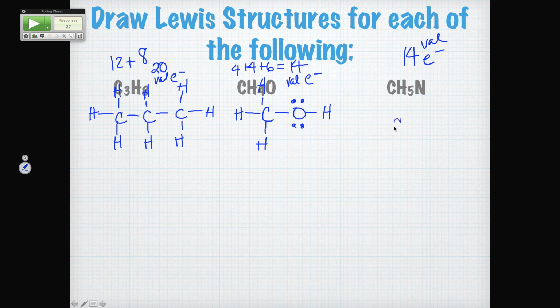How do you think you want to do this one? This is easy. Carbon and nitrogen. Carbon to nitrogen, and we're going to put our hydrogens in. This guy gets 3. Nitrogen gets 2, and a lone pair. Yes, and don't forget your lone pair.